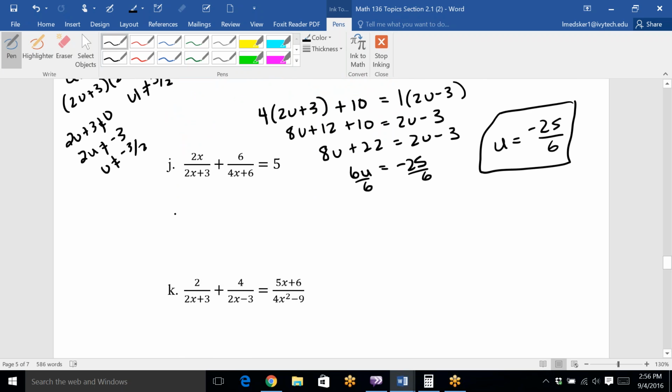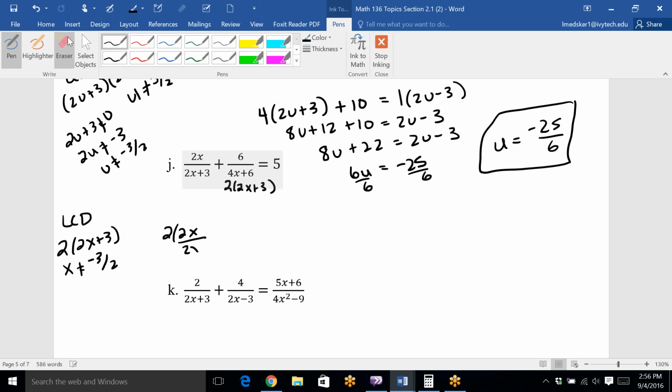Okay, we did k in class, so let's look at j. I would pull a 2 out of the denominator here so that you notice that this actually has an LCD of 2 and 2x plus 3. We're going to multiply everything by that. Also, that means that x cannot equal negative 3/2 because you would subtract 3 and divide by 2 to figure that out. So for this first fraction, I got ahead of myself while I was talking. Here's my LCD.